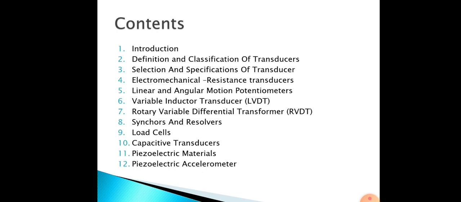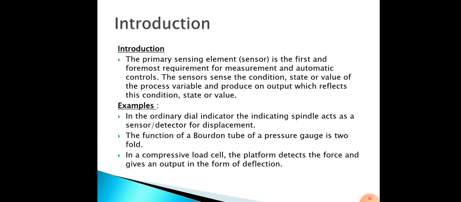Okay, so first, the introduction. Transducers and sensors are the primary sensing element. These sensors sense the condition, state or value of the process variable and produce an output which reflects this condition, state or value. Sometimes a secondary transducer may be employed to transform the output of the primary sensor to still another type of energy.